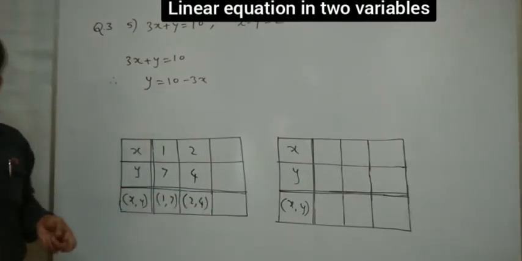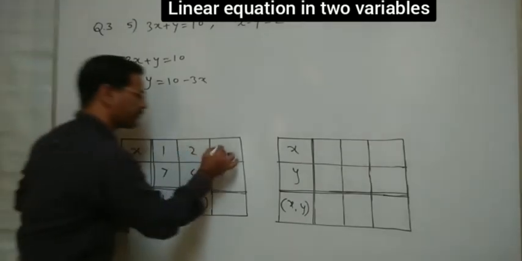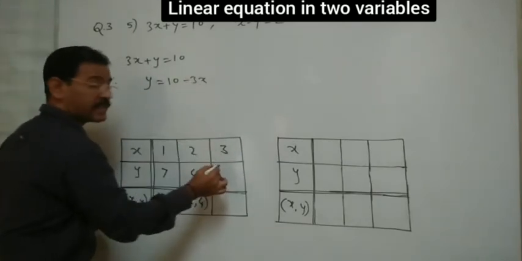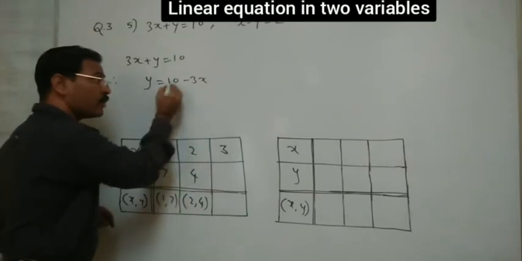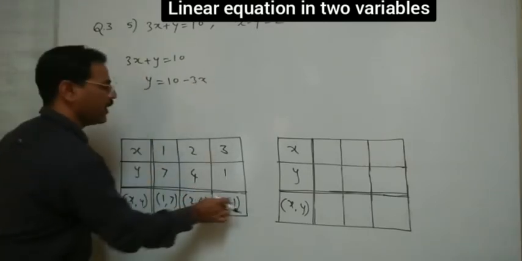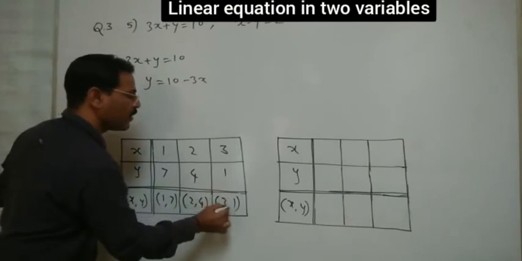One more value is what? We'll put here 3. 3 times 3 is 9. 10 minus 9, that is 1. So we'll get (3, 1). Okay, friends?